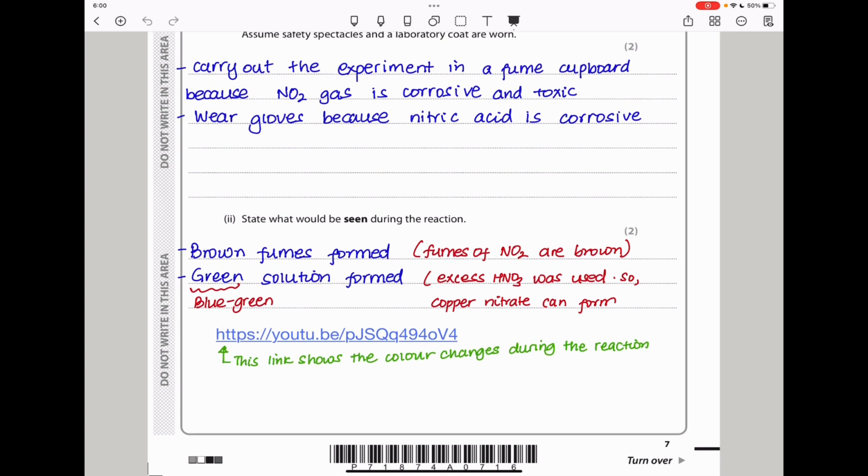So for those of you who want to see how this experiment is carried out, this is the link to the YouTube video. Somebody did an experiment with this, and the colors are well observed in this video. So you can go onto there and try to observe what happens.